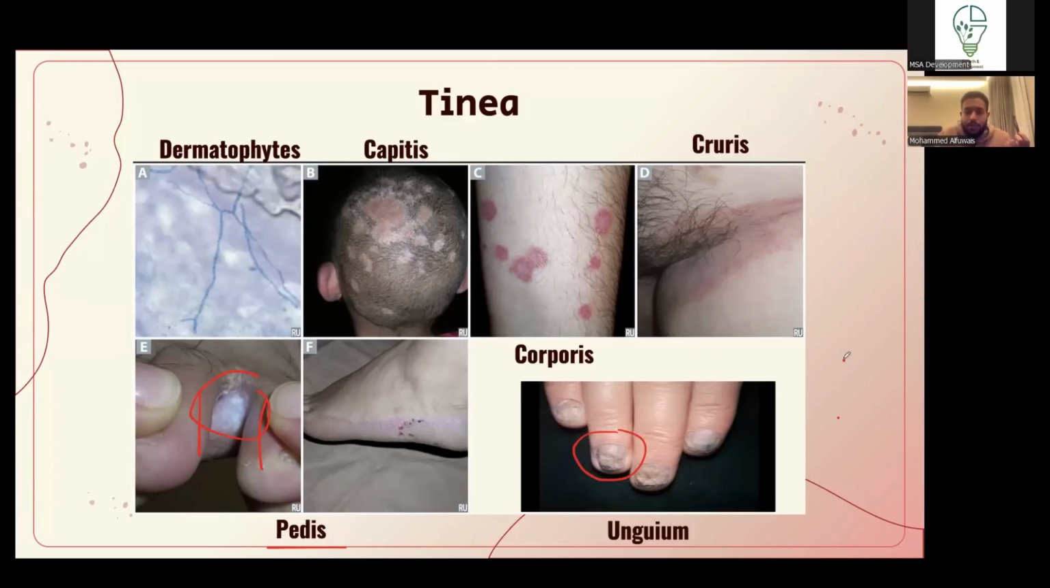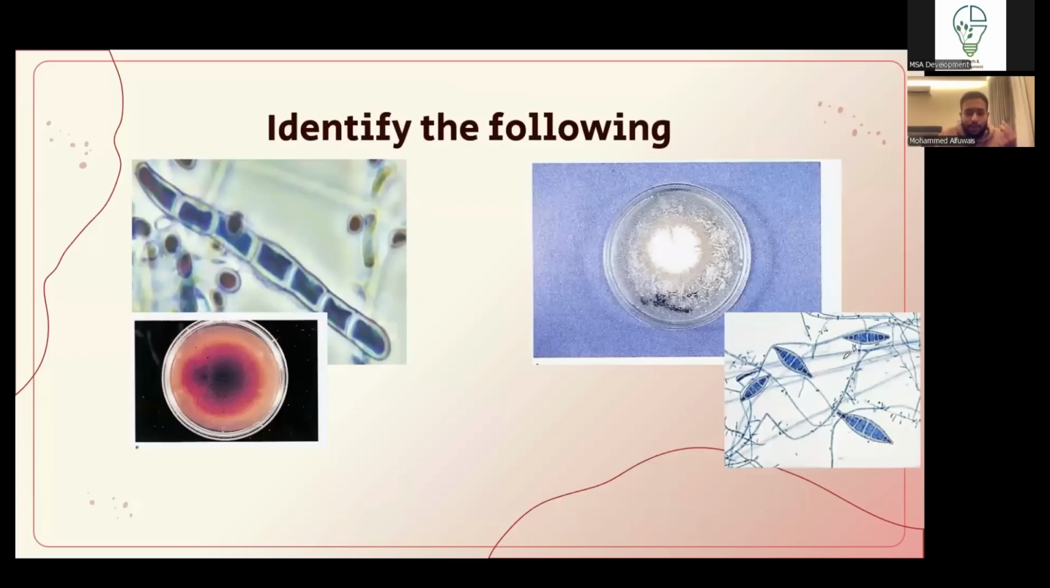But anyways, now you need to just identify the dermatophyte itself. As I said, you have Microsporum, Trichophyton, and Epidermophyton. Which is this one? Trichophyton. Good. What is this one? Club-like shaped, Microsporum. Good. That's it. Just know how to identify these in case it comes in OSPE.